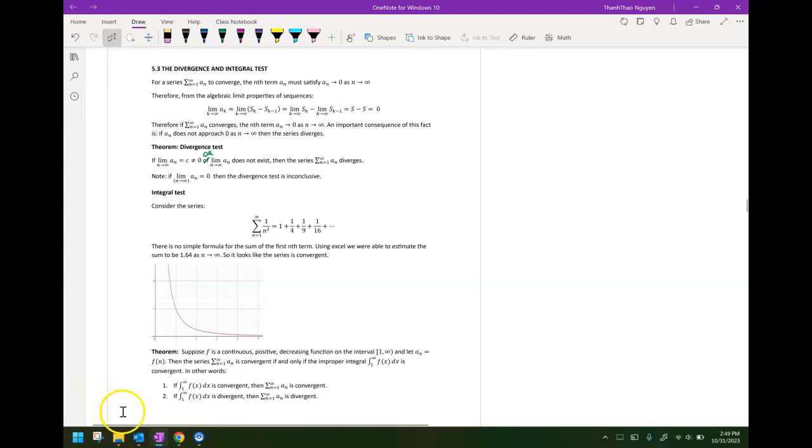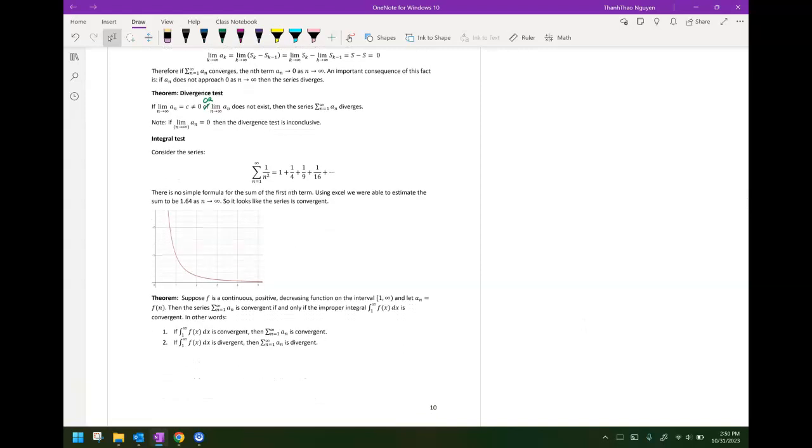Let's take a look at the integral test. Consider the series, the sum as n equals 1 to infinity of 1 over n squared, which is equal to 1 plus 1/4 plus 1/9 plus 1/16, and so forth. There is no simple formula for the sum of the first n terms, but I was using Excel and was able to estimate the sum to be 1.64 as n approaches infinity. So it looks like the series is convergent. Let's go ahead and verify this with a graph.